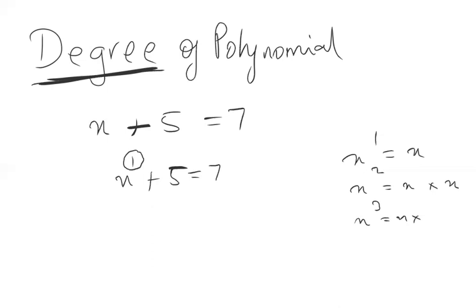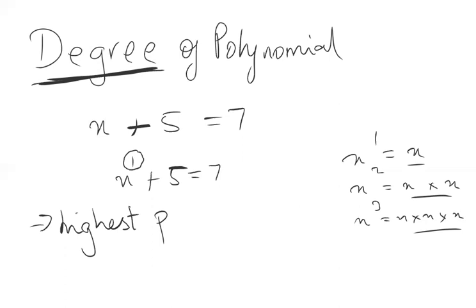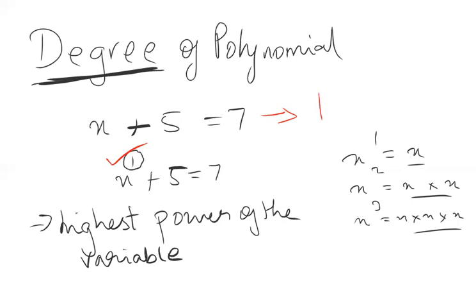So degree ka ye, the meaning of degree is the highest power of the variable. So is polynomial mein, in this expression, what is the highest power? The highest power is 1. So the degree of this particular equation is 1. Because what's the highest power of the variable? Variable kya maine bataya tha? Unknown. You do not know the value. Uski power check karo. Check that power. You will get 1 over here. So that's the highest power of the variable. That's the degree of the polynomial. So now you know what a degree is.